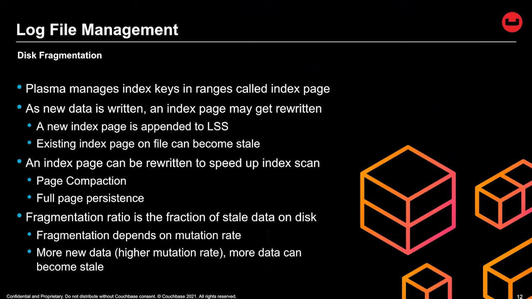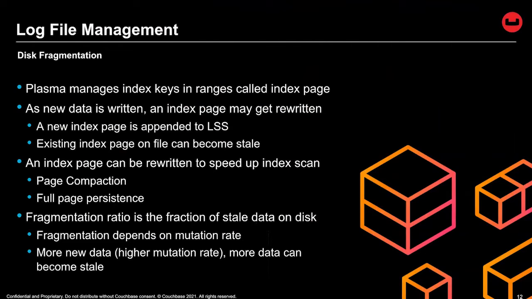Plasma stores index keys in sorted order and manages them in ranges. These index key ranges are called index pages. As new data is added to the index and written to disk, index pages may get rewritten. New index pages are appended to the logical log, and rewriting can invalidate existing pages. This adds to the stale data on disk.